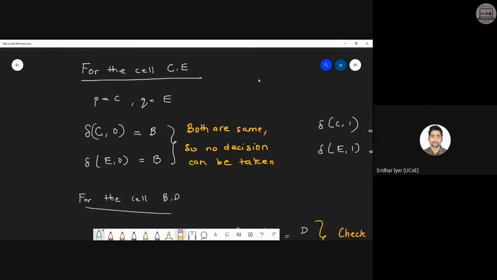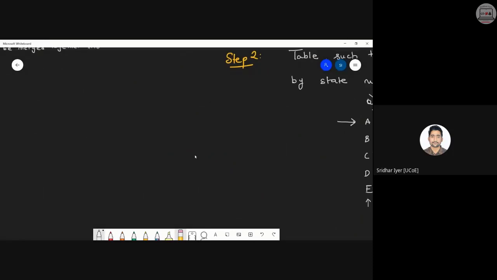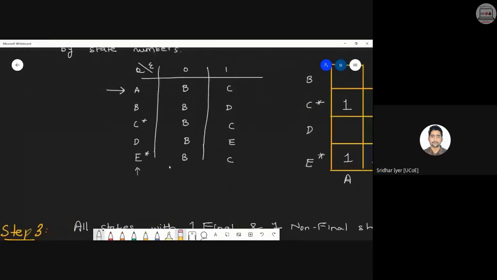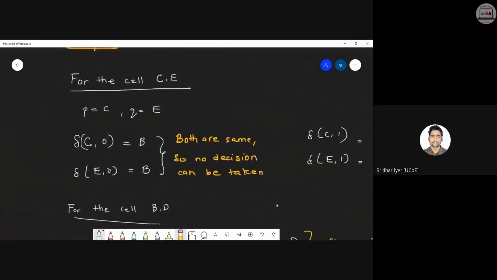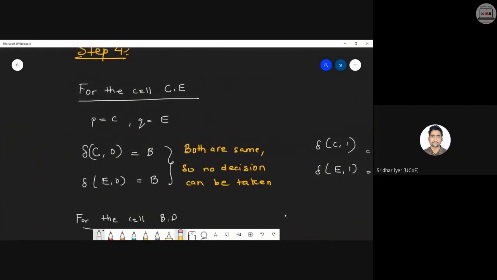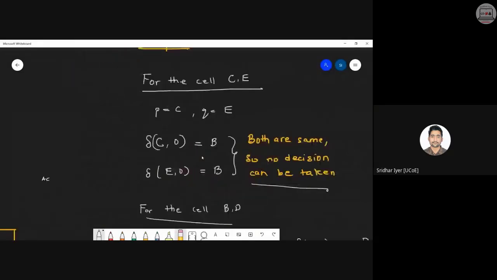Transition of C comma 0 is B. I know this because I have this table ready with me. E comma 0 is again B. So as both of them are the same, according to our algorithm, no conclusions or decisions can be taken. Clear with this? Are you with me? Are you following the algorithm? This is very simple. You can take a screenshot of this algorithm if you wish.